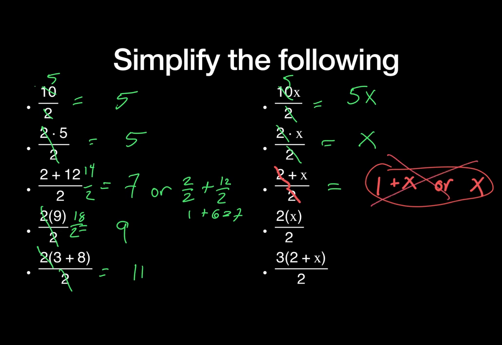The actual solution is the exact same answer that's written. It's 2 plus x, so that's 2 plus x over 2. There is nothing that can be done to simplify that anymore.